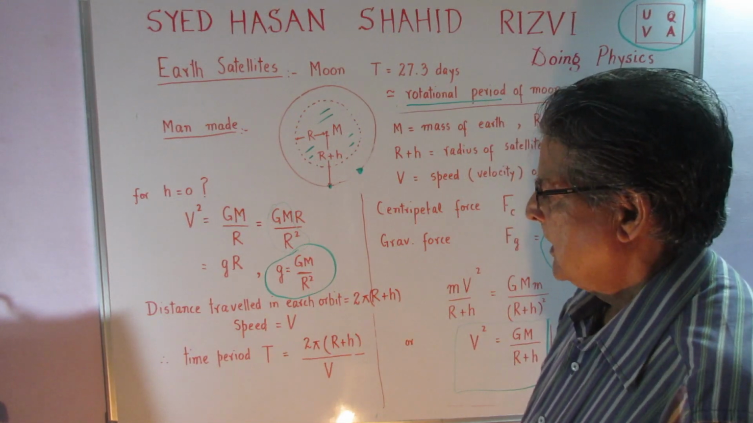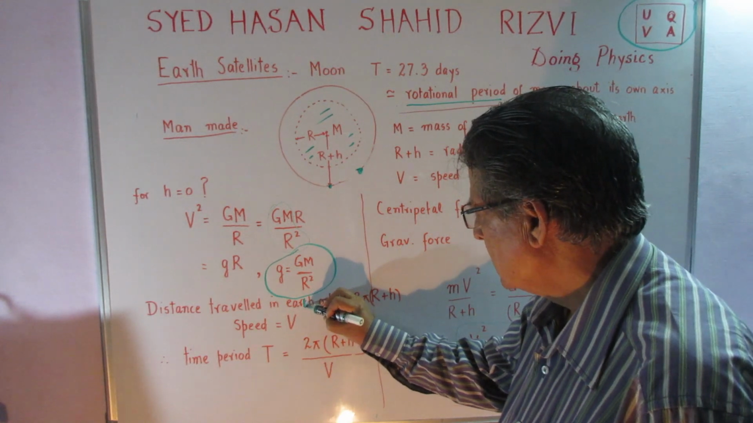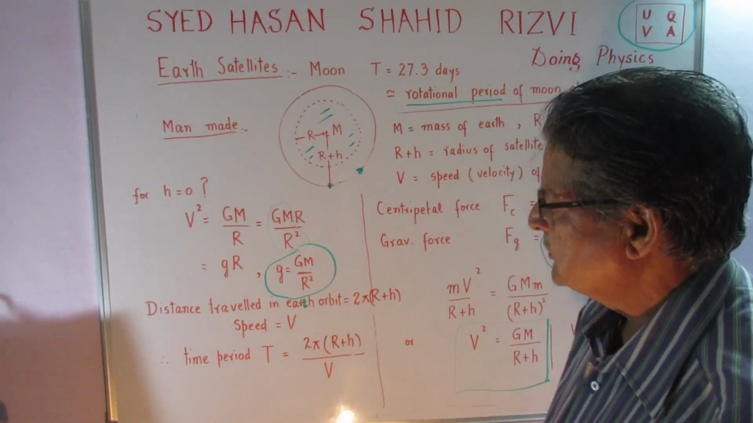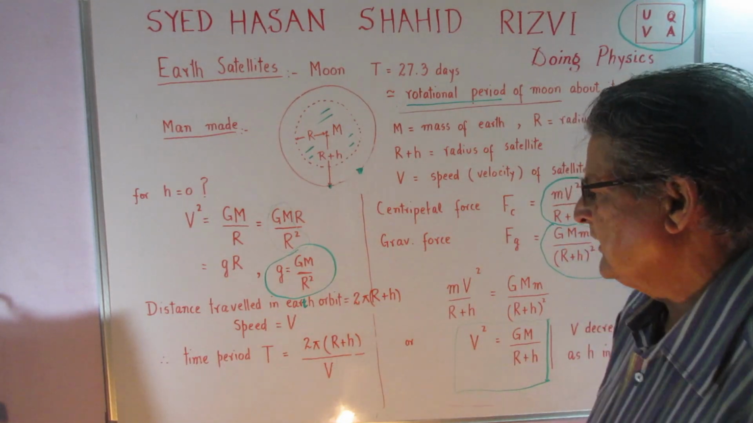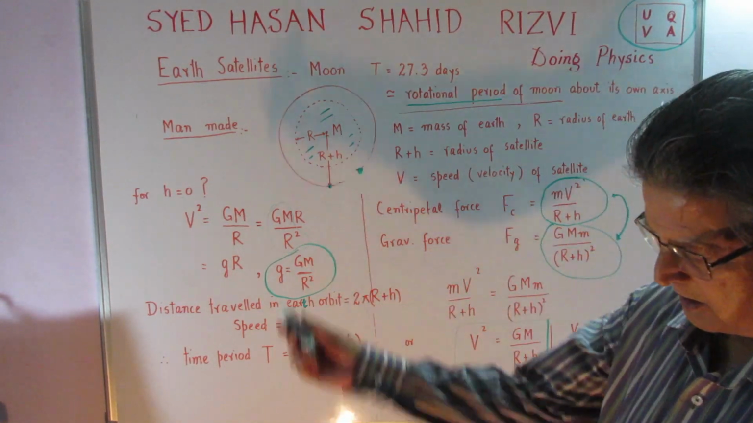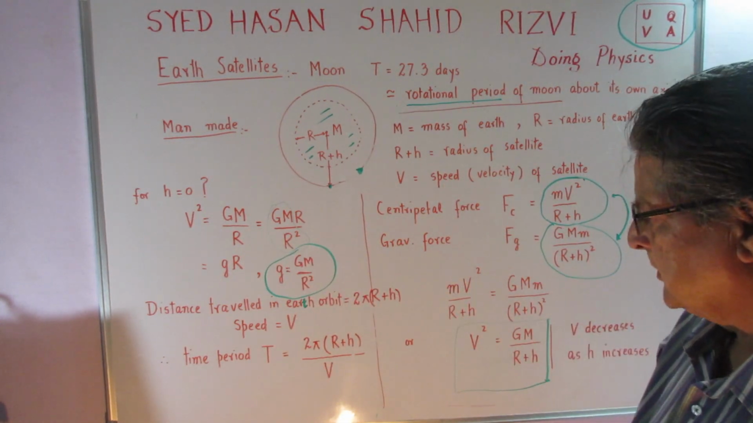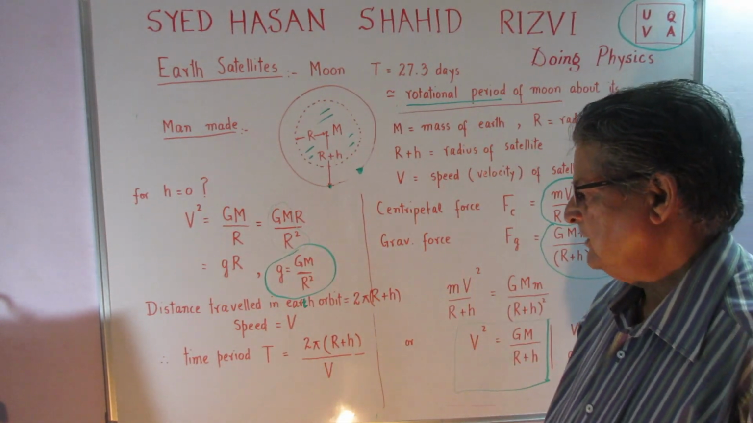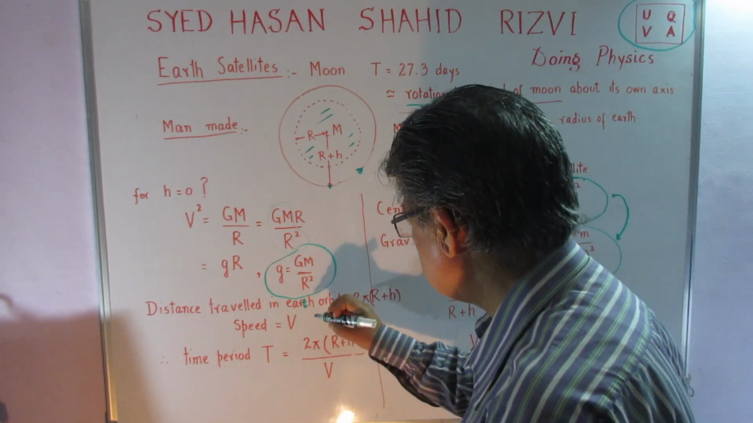Okay. Now let us see what distance this satellite is going to travel in each orbit.